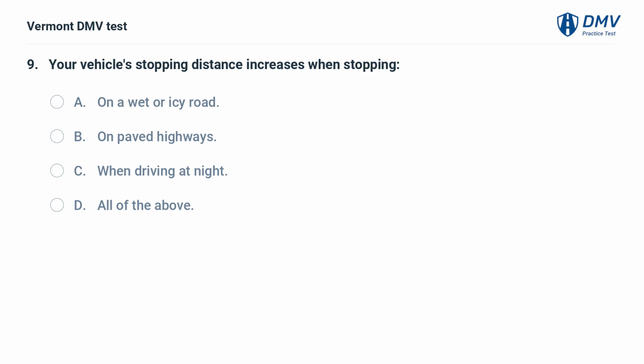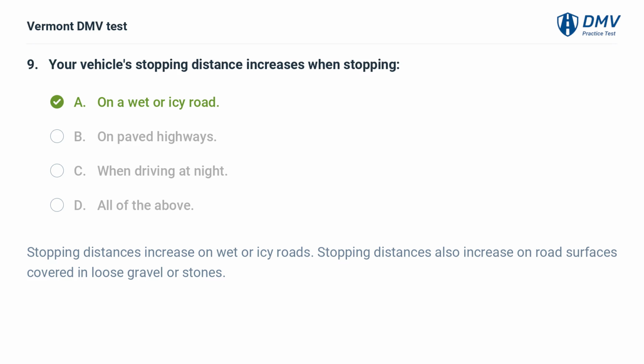Your vehicle's stopping distance increases when stopping A. On a wet or icy road. B. On paved highways. C. When driving at night. D. All of the above. A. On a wet or icy road.